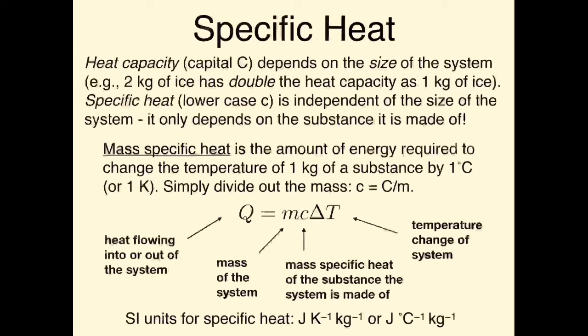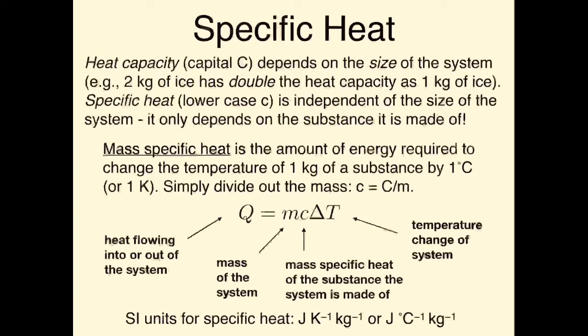And specific heat does not depend on the size of the system. It only depends on what the system is made out of, what the material or substance is. So mass-specific heat, the definition of this, is the amount of energy required to change the temperature of 1 kilogram of the substance by 1 degree Celsius. So, lowercase c, specific heat, uppercase C, heat capacity. How do you go from one to the other? Well, you simply divide the mass out. So if I want lowercase c, I take uppercase C and divide by the mass. That way, the result is independent of what the mass is.